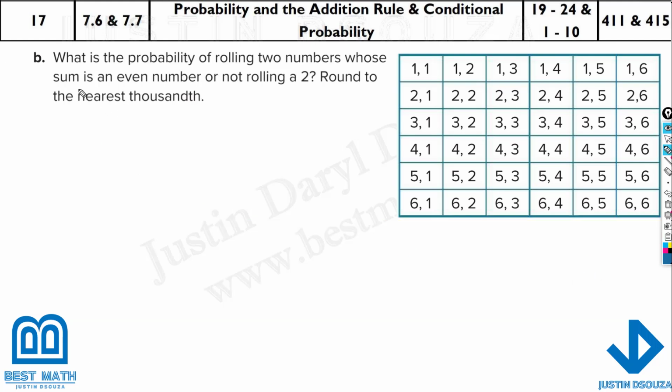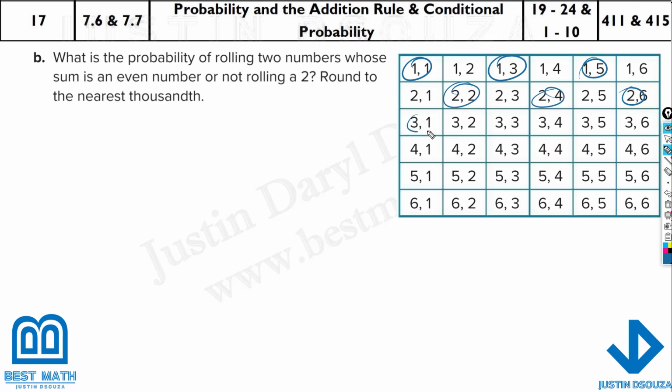Now, the second part of this question is, what is the probability of rolling two numbers whose sum is an even number and not rolling a 2? Okay, here, sum of even numbers. Whenever two even numbers are there, it'll be even, or two odd numbers. But whenever even and odd, it doesn't work out. See, these won't work out. This is even odd, and over here these are even numbers. Similarly, you can see here it is this and this.